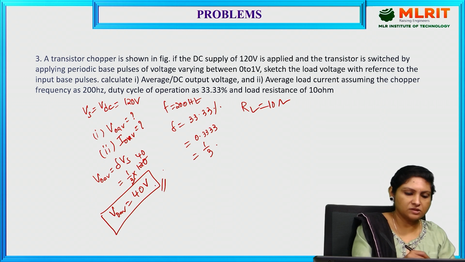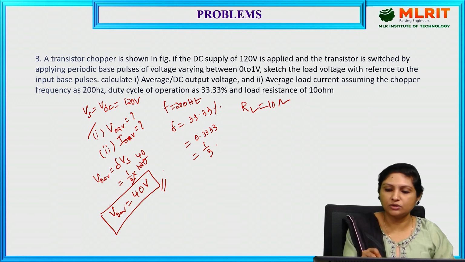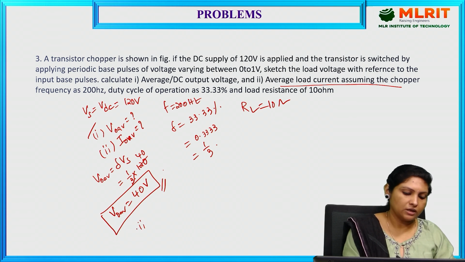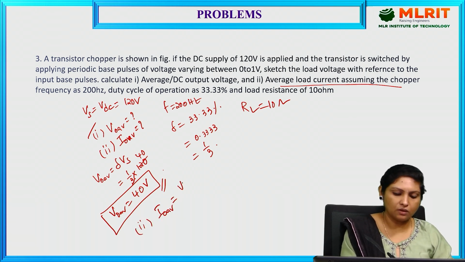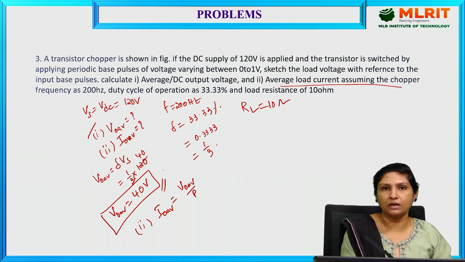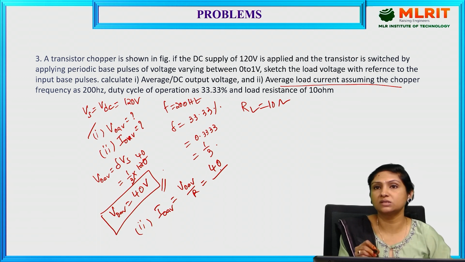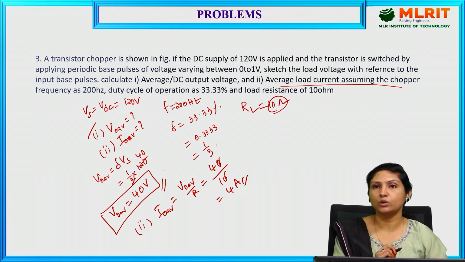That is the first bit. And then he is asking us to find out the I naught average as well, the average load current, assuming the chopper frequency. So the second bit: I naught average is given by the formula V naught average by R, where V naught average is 40 divided by the load resistance. It is given in the question as 10 ohms. It gets cancelled and this is 4 amperes. That is nothing but I naught average.